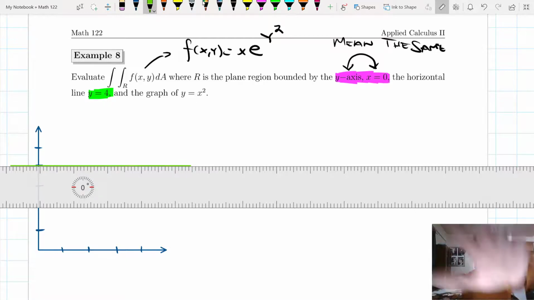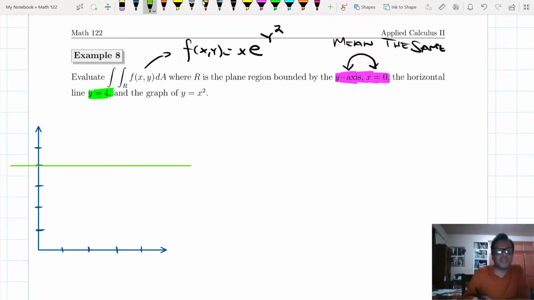Okay, and let me get rid of the ruler. All right, that's the horizontal line, and the graph of y equals x squared. Y equals x squared, which again is a parabola. If x equals 0, 0 squared will be 0, right? 0, 0. 1 squared is 1, and then 2 squared is 4.